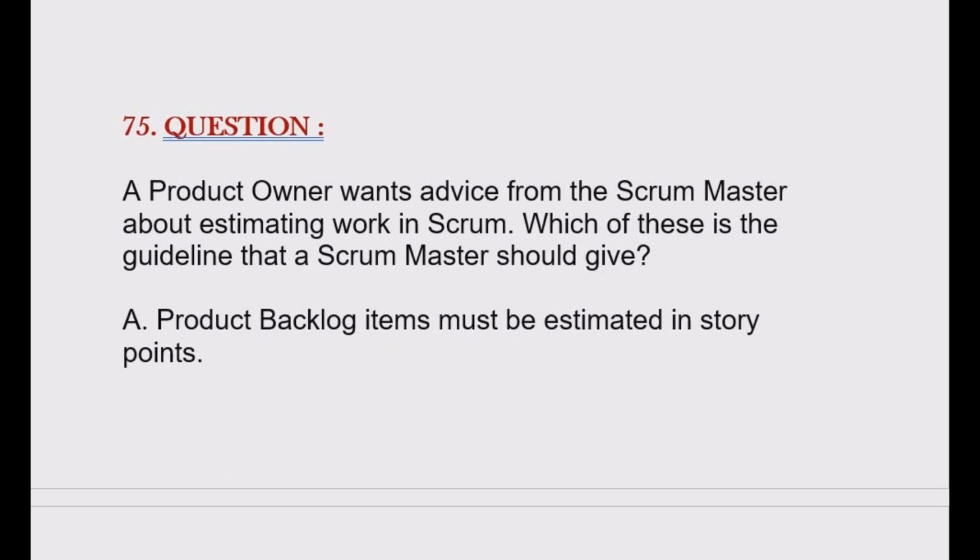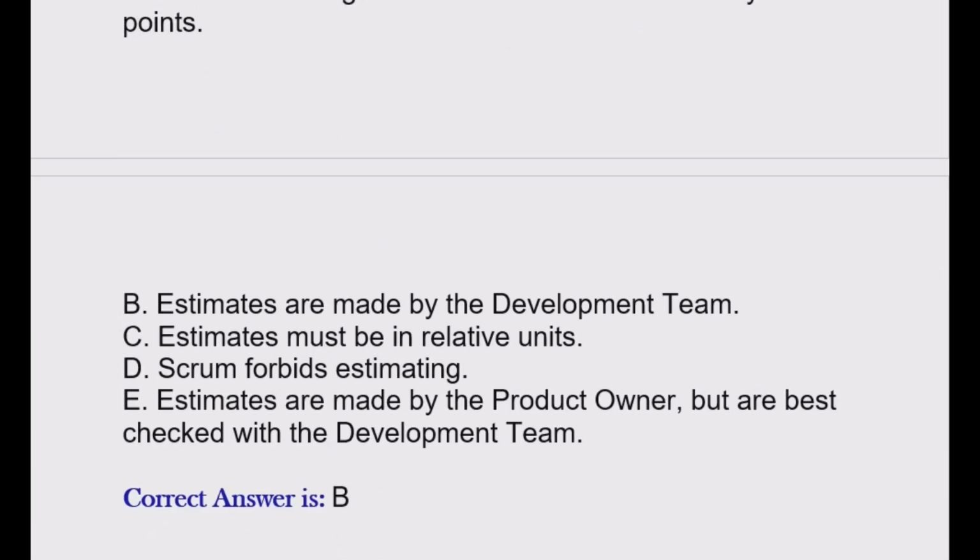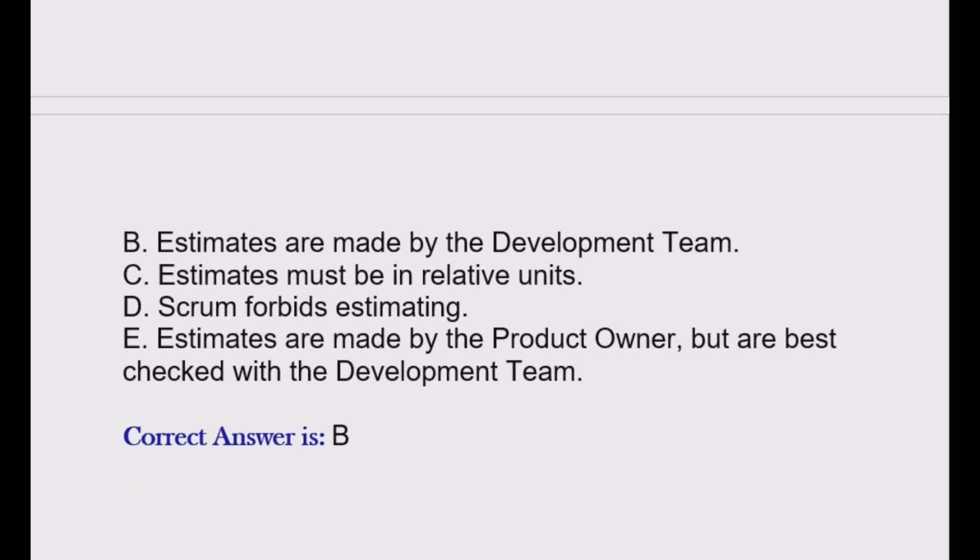Question is, a product owner wants advice from the Scrum Master about estimating work in Scrum. Which of these is the guideline that a Scrum Master should give? Option A, product backlog items must be estimated in story points. Option B, estimates are made by the development team. Option C, estimates must be in relative units. Option D, Scrum forbids estimating. Option E, estimates are made by the product owner but are best checked with the development team. Correct answer is option B.